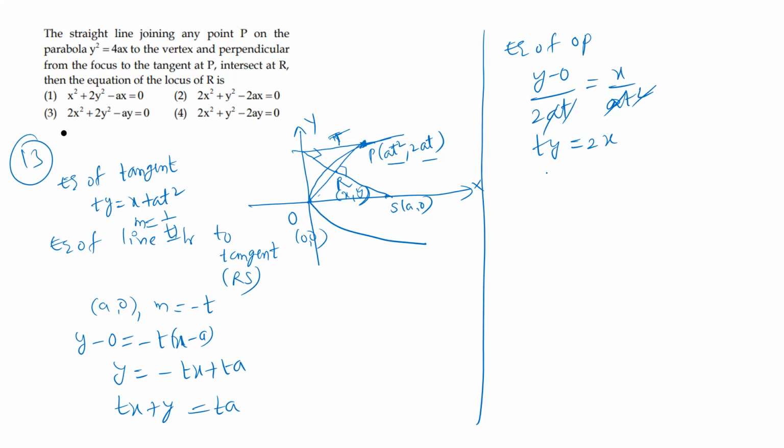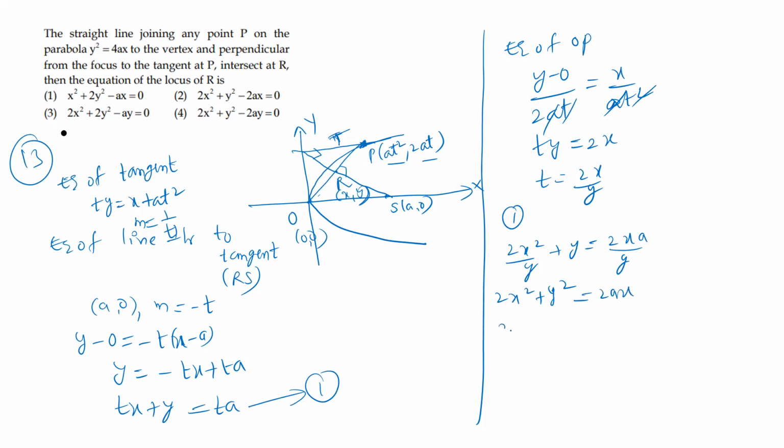Now find the t value, because we need the equation in terms of x and y: t is 2x by y. Substitute this in the other equation. T is nothing but 2x by y, so we get 2x square by y plus y is equal to 2xa by y. By taking LCM, the denominators will cancel, and we get y square is equal to 2ax. Finally, the locus equation is 2x square plus y square minus 2x equal to 0. That is, option 2 is the correct one. Next.